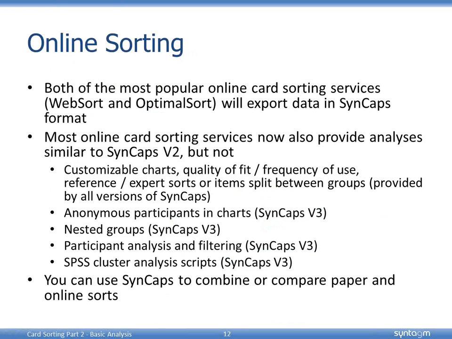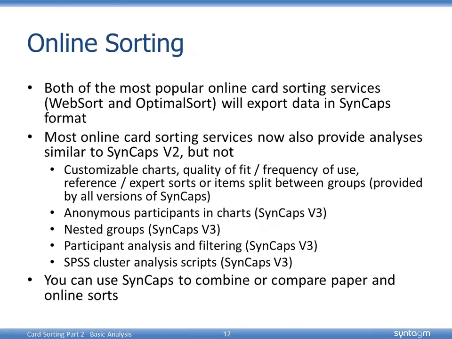So if people are not sure where something can go in SynCaps version 2 or version 3, you can just give them another card, and they can either write the item number on it or they can write the text on it exactly as it appears on the original and put it into 2 or more groups, and SynCaps will split that item between those groups, whereas as far as I'm aware, most of the online sorting services do not support that. Something's got to go in one group or another. It can't go into more than one group.